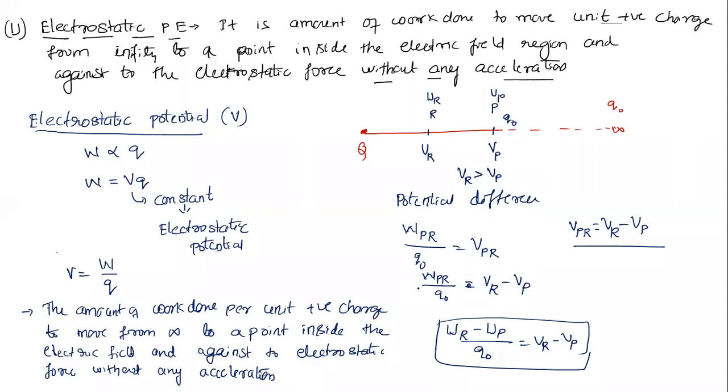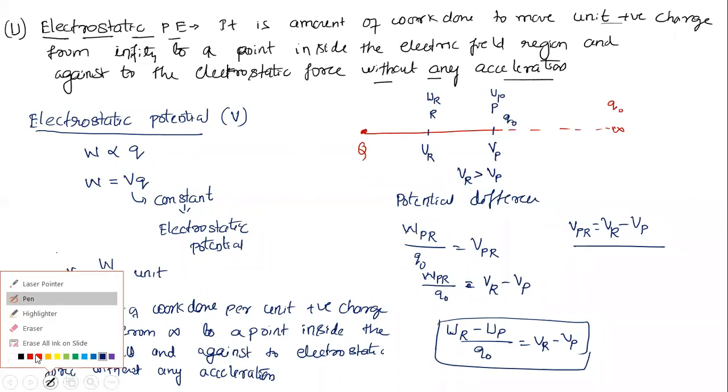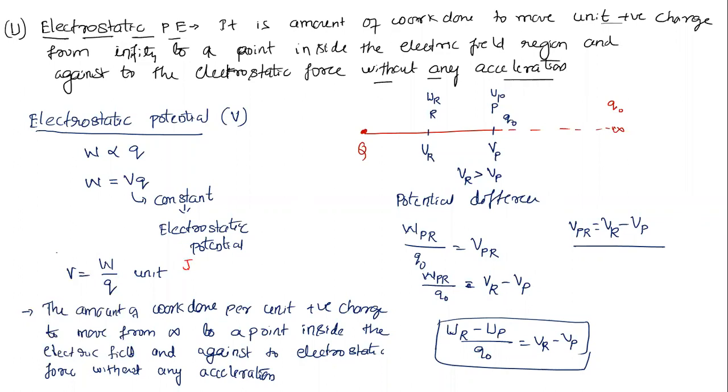So what is the unit of electrostatic potential? Of course, potential energy is in joule. For potential, the unit will be work done in joule divided by charge in coulomb. So it is joule per coulomb, or we can say a volt. It is nothing but voltage. We are discussing voltage now. Voltage is what we call the potential difference between 2 points. Is that clear? Can we move on to the next topic now? If yes, we'll move on to the next slide.